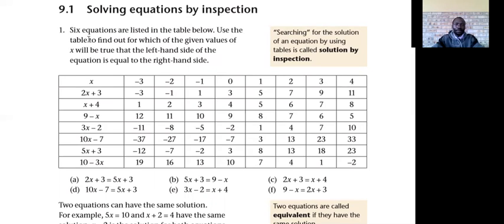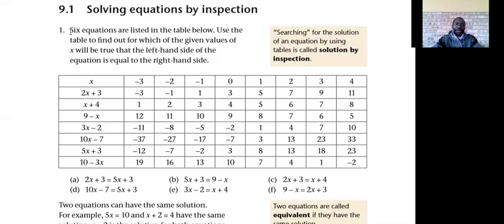Let's read this. 6 equations are listed in the table below. Okay, we have them here: 1, 2, 3, 4, 5, wait, 6. Oh, we have this 5x plus 3. They have listed 6 equations in the table.